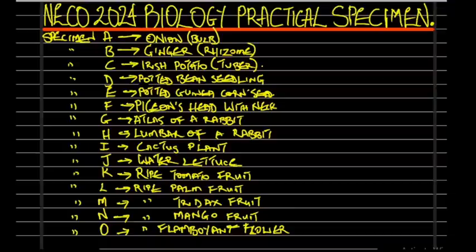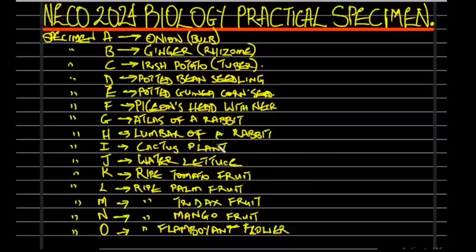So for our specimen A, we have onion bulb. And then for our specimen B, we have ginger rhizome. Our specimen C is the Irish potato, it is a tuber. Our specimen D happens to be a potted bean seedling, a week-old seedling. And then we have specimen E to be the potted Guinea corn seedling as well. And then we have specimen F to be the pigeon's head with the neck. Specimen G is the atlas of a rabbit. Specimen H is the lumbar of a rabbit.